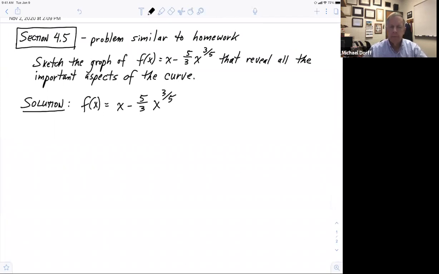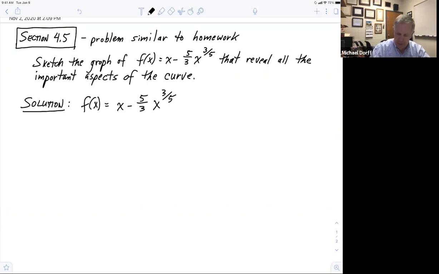We're going to look at a problem from section 4.5 that's similar to the homework, but not quite the same. In these problems, we're supposed to sketch the graph of a function to reveal all the important aspects of it. In this case, we're looking at f of x equals x minus 5/3 x to the 3/5 power.